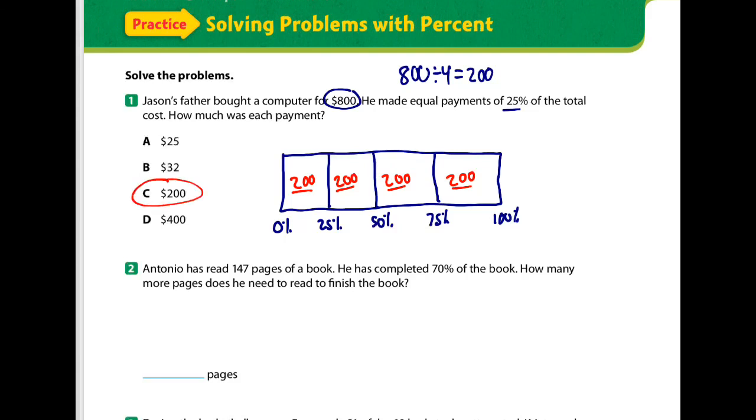So when it says how much was each payment, it was $200. And you can check it because if you add up those 4 200s, they will add up to the total $800 for the computer. All right, so if you had that one right, good, give yourself a C. If you had it wrong, remember, pause the video. You can make corrections and try to learn from it.